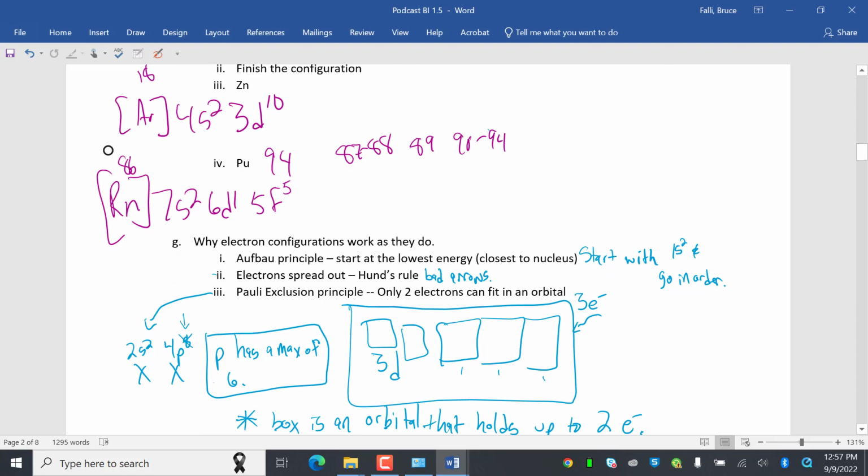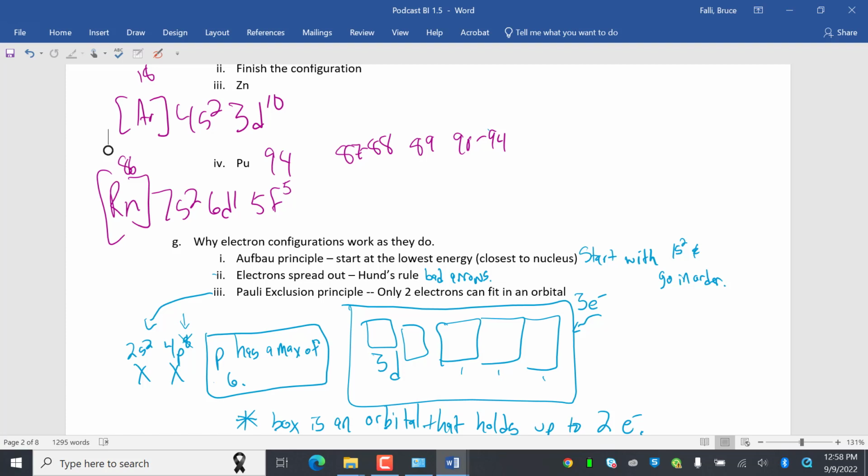So now we have why do the electron configurations work as they do. First, we're going to start with the Aufbau principle. The Aufbau principle says you start at the lowest energy, which is closest to the nucleus. That's the most stable. So if I said, oh, no, I don't feel so good, and I fall to the most stable position, boom, baby, I'm on the floor. So it's going to start with 1s2, and it's going to go in order. That's how you tell if you're obeying the Aufbau principle.